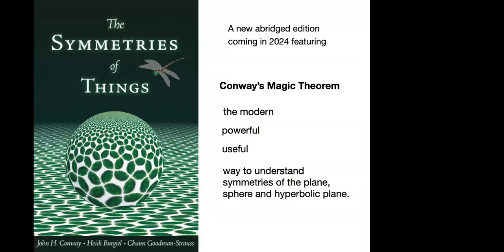A number of preliminary things I just want to touch on. This is a book that was written with John Conway. Even though the senior author is no longer around, we're going to have a new edition of this coming out. But I kind of want to sell this. The whole idea here is that this is a modern, powerful approach to two-dimensional symmetry of a plane, a hyperbolic plane, of a sphere.